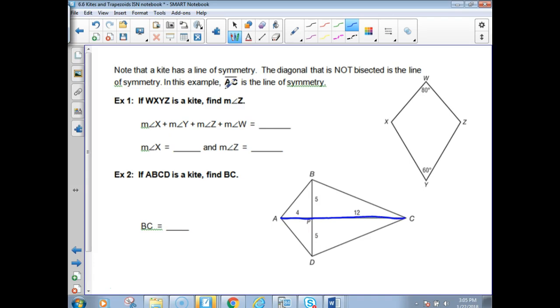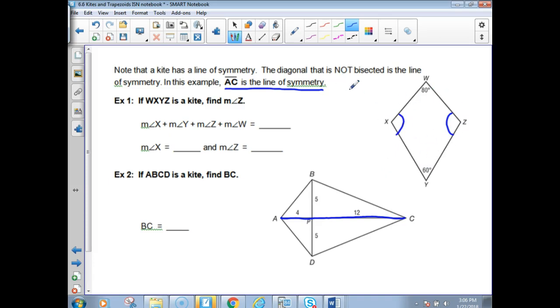Cuts that whole thing in half. All right, it says WXYZ is a kite. Find the measure of angle Z. Well, angle X and angle Z are congruent. You've got an 80-degree angle and a 60-degree angle.